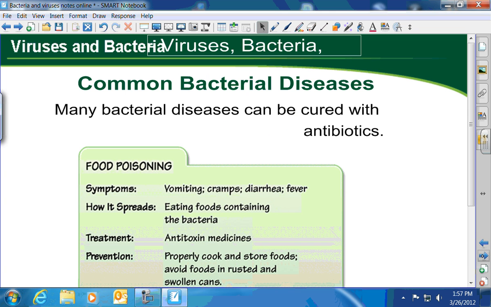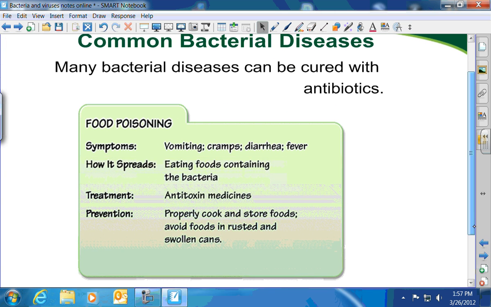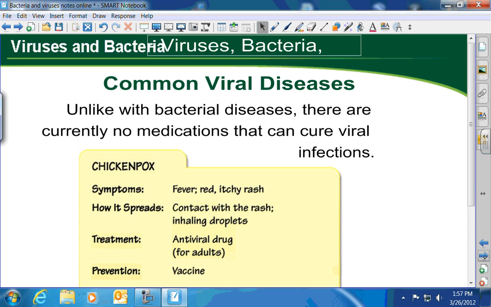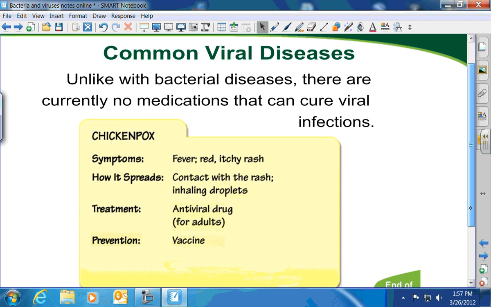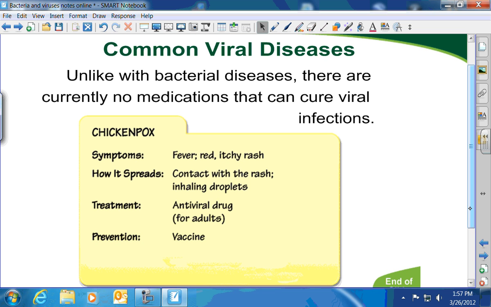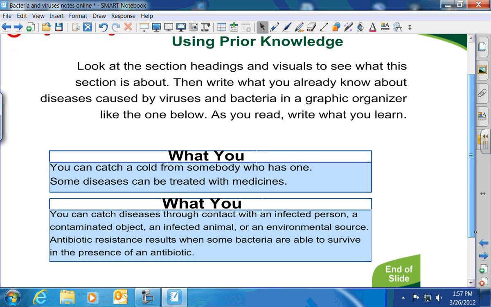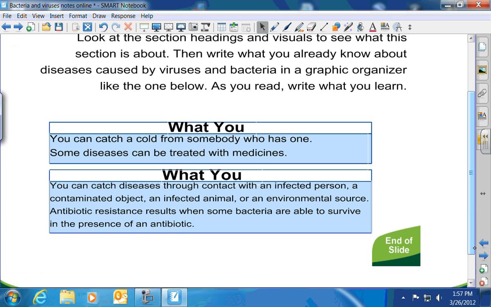Okay. And some common bacterial diseases. Food poisoning. You get it from eating foods containing the bacteria. Properly cook and store foods. There's also a common viral disease, chickenpox: contact with a rash, inhaling droplets, antiviral drugs for adults, and there's a vaccination nowadays. This is just something to look at.